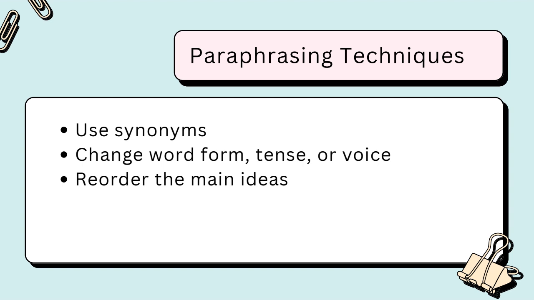Then lastly, reorder the main ideas. In the author's writing that you take or paraphrase from, the ideas might be in a different structure. You might want to change it when you are paraphrasing. So you might want to place it in a different format or restructure the sentence entirely and put the main idea in a different perspective for us to see. And at the end, still give reference to that particular author.